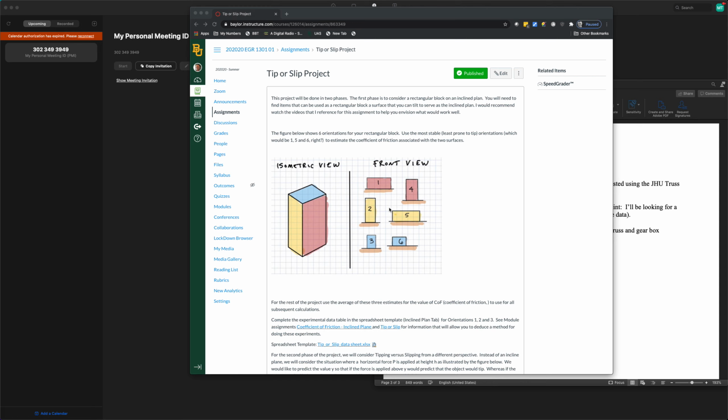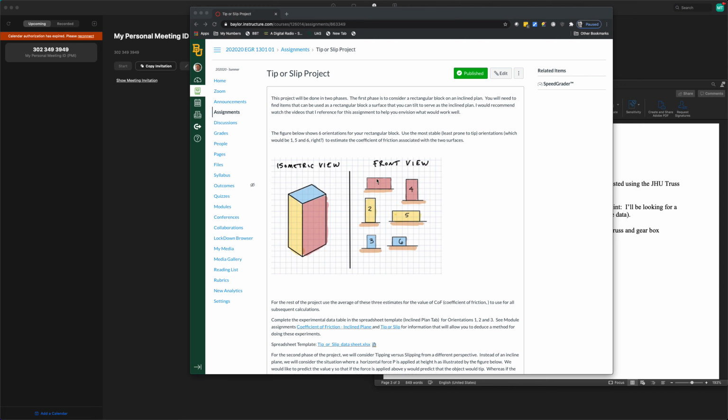The flattest ones are the most stable, and they should hopefully slip, all right? Now there's some chance if you have a really sticky surface that's not very smooth, you might find that not all the orientations have the block where they will slip. All right, they might always tip. So if that's the case, you need a smoother surface.